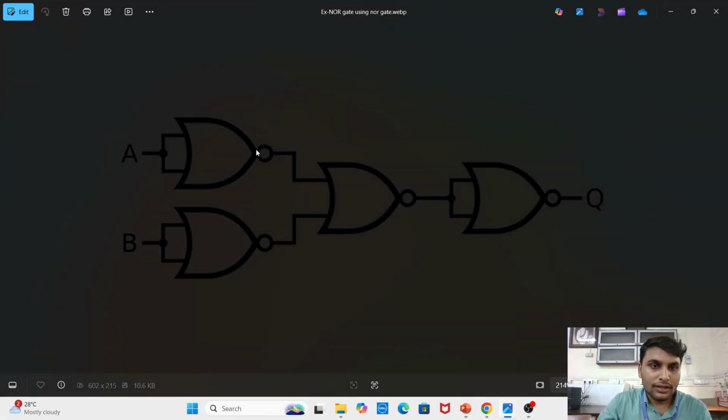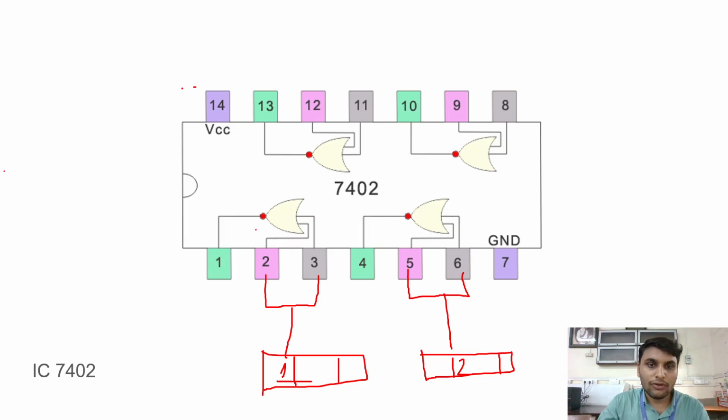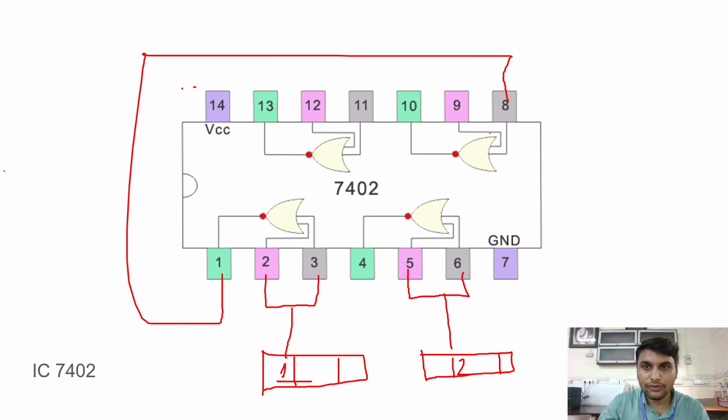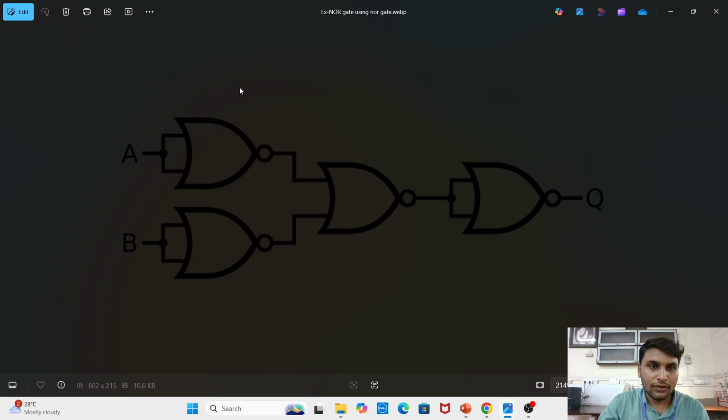Again, looking at the diagram, the output of the first gate goes to the input of the third gate, that is the first input. And the output of the second gate goes to the input of the third gate, that is the second input. So the output of the first gate goes to pin number 8, because on the diagram the output of the first gate goes to the first input of the third gate.